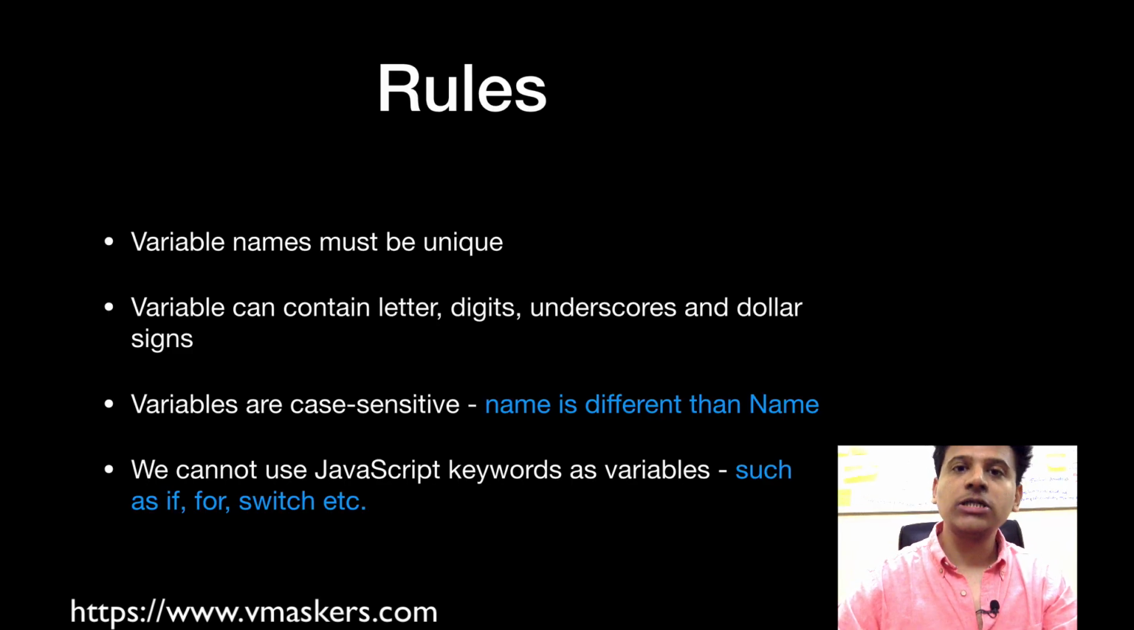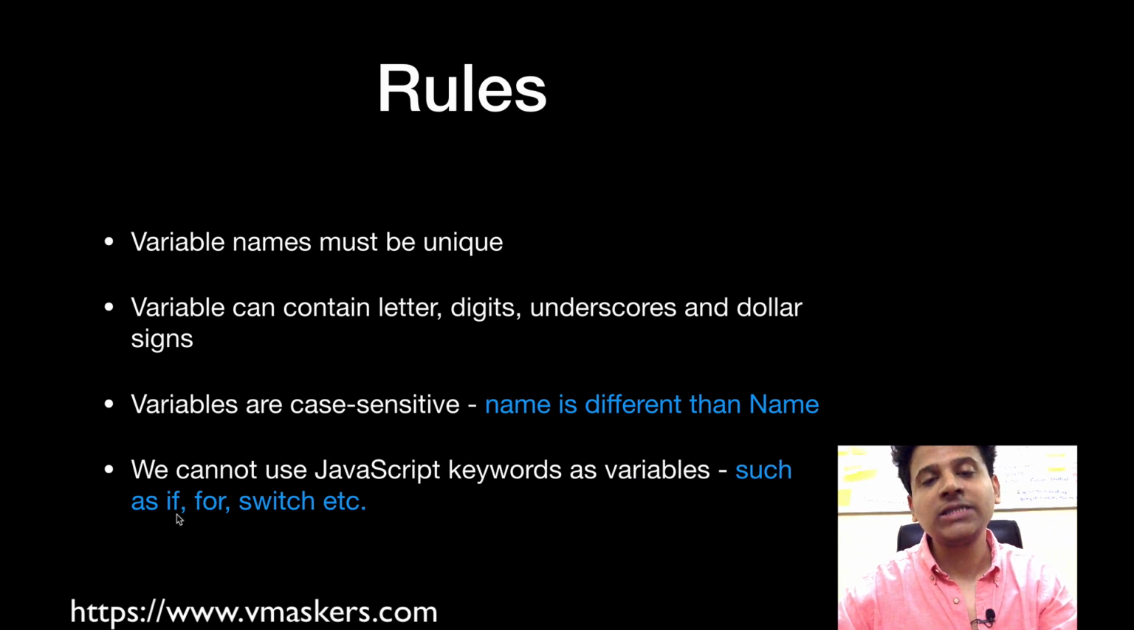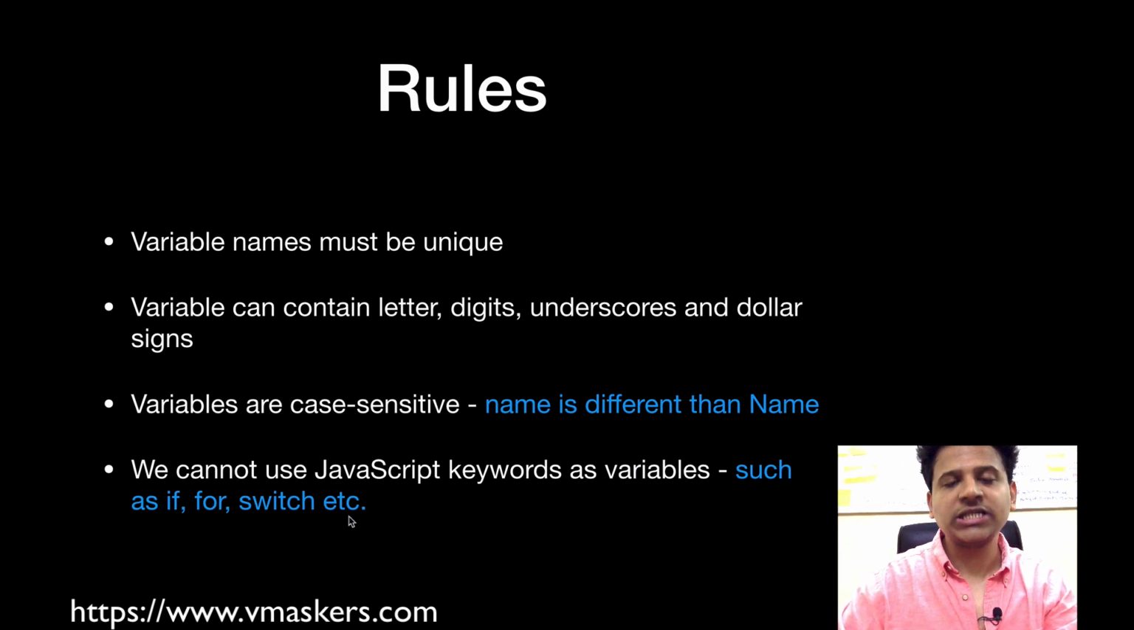Now there are some rules to declare JavaScript variables. First, the variable name must be unique. Second, variables can contain letters, digits, underscore and dollar sign. Variables are case sensitive, which means this name is different from this name. And the last one is variables cannot use JavaScript keywords such as if, for, switch, etc.